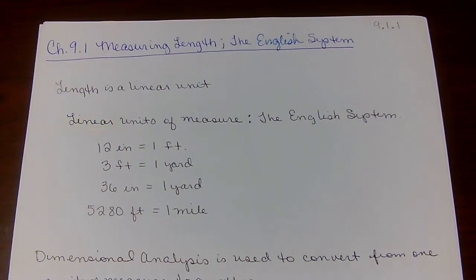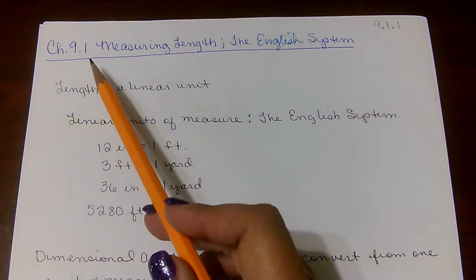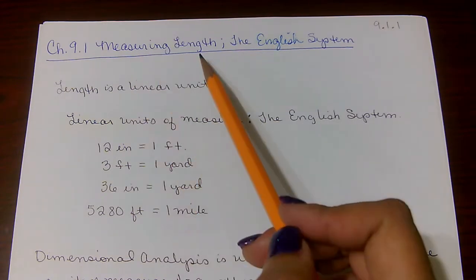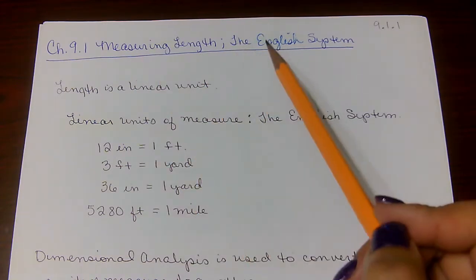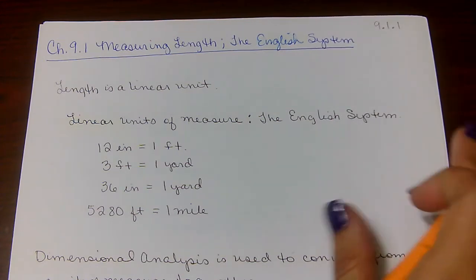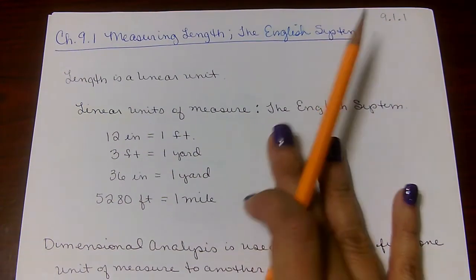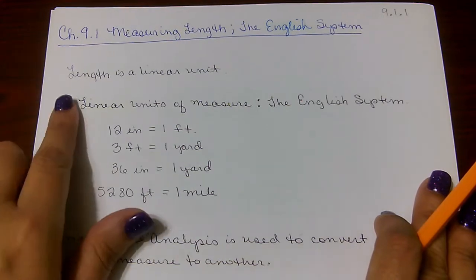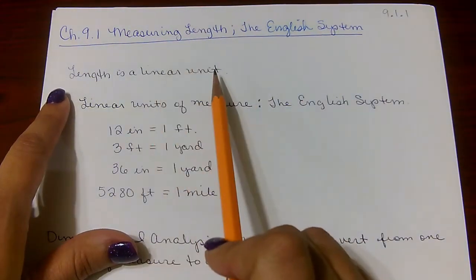In this video, we'll be covering Chapter 9, Section 1. We're going to be measuring length in the English system and in the metric system. Let's go ahead and start with the English system first. Length is a linear measurement.